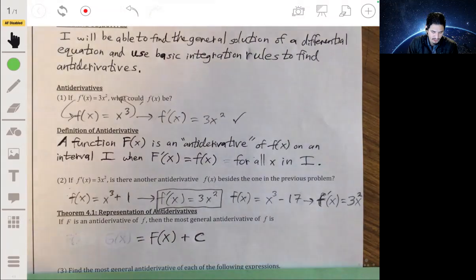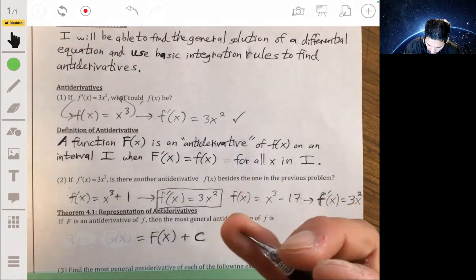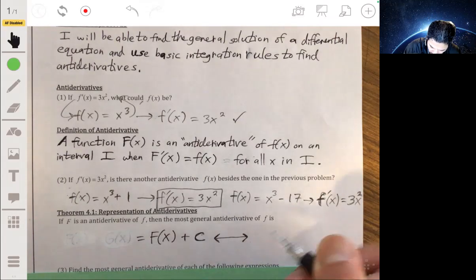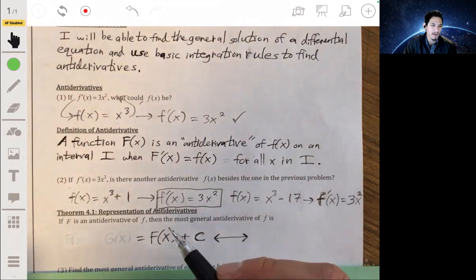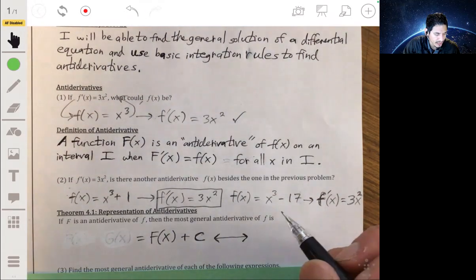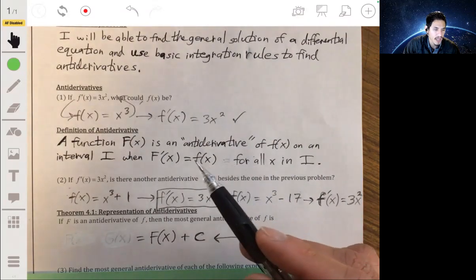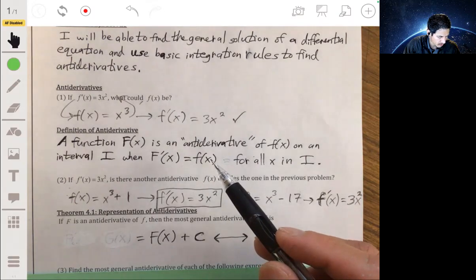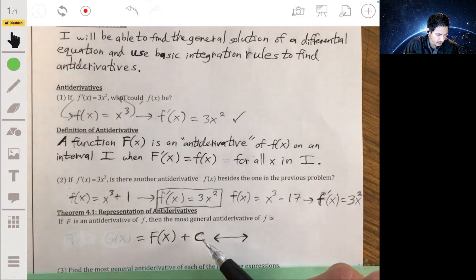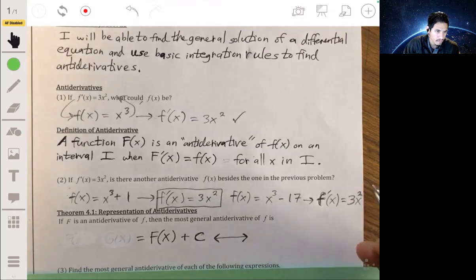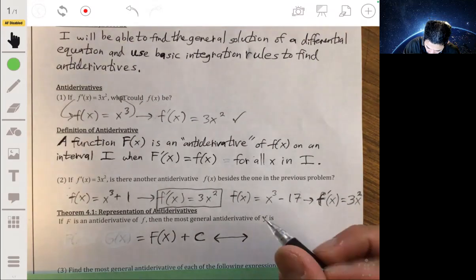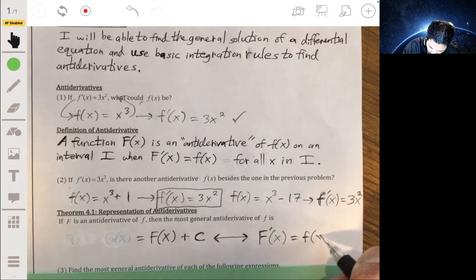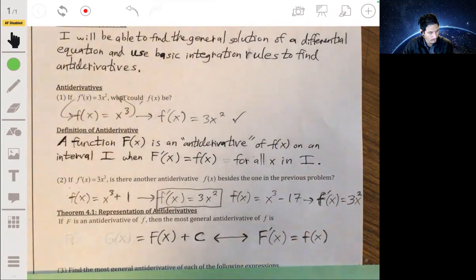Now, interchangeably, because we're going to be going back and forth throughout this chapter, and this is really more if you want to understand the concepts and proofs behind this, we can use capital F of x and the derivative of capital F of x and interchange with f of x. Meaning that if we make capital F of x plus C equal to f of x, then the derivative of capital F of x is just going to be f of x.